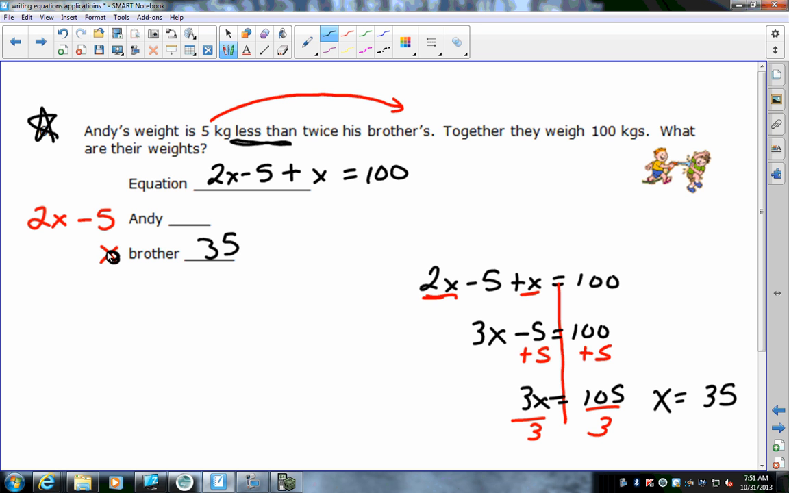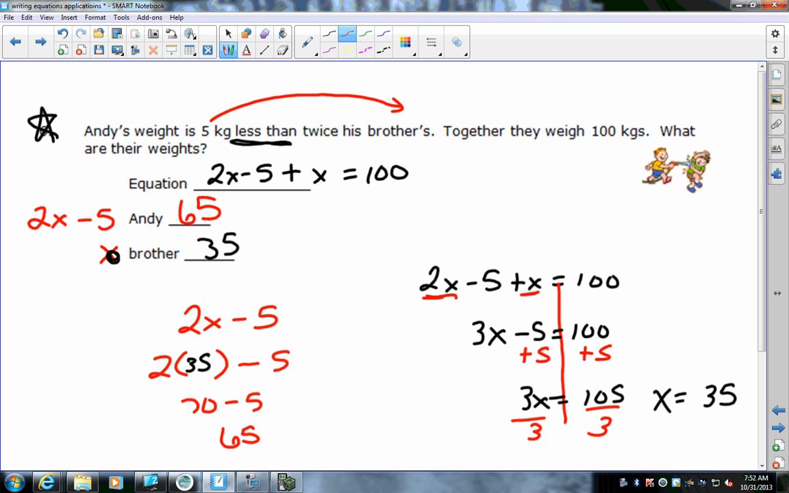That's what goes right there. Now, Andy is 2x minus 5. That means 2 times his brother's weight, 35, minus 5. 2 times 35 is 70, minus 5. So he is 65 kilograms. Next one.